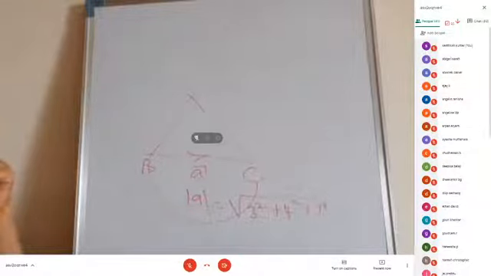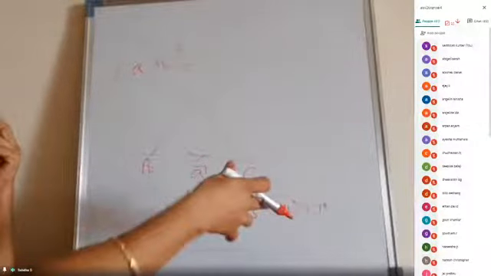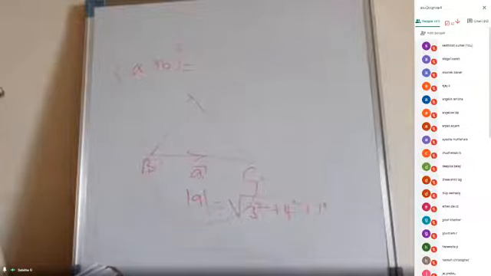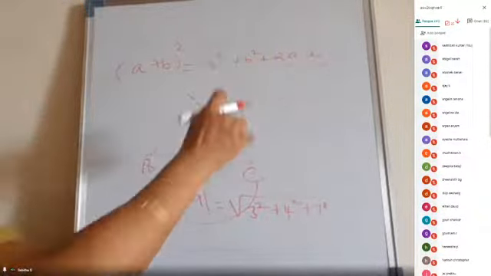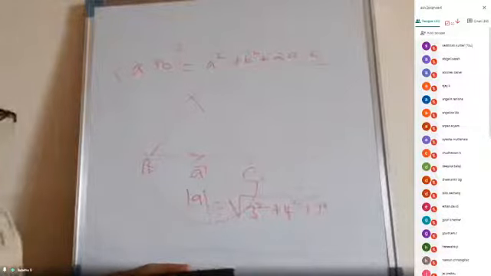And what is A plus B the whole square? You should not write A square plus B square; that is wrong. A plus B dot A plus B implies A square plus B square plus 2 A dot B. Then you can check whether they form a right angle triangle, isosceles triangle, or equilateral triangle. All this you can do.